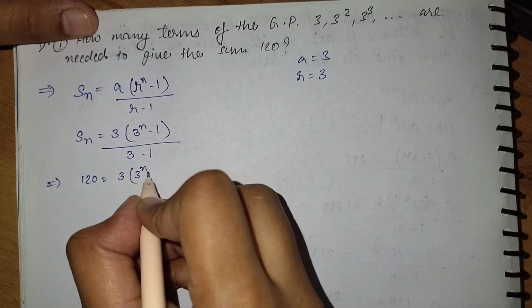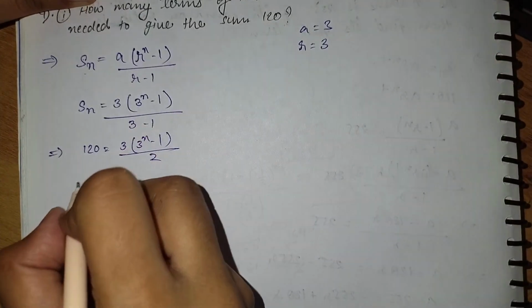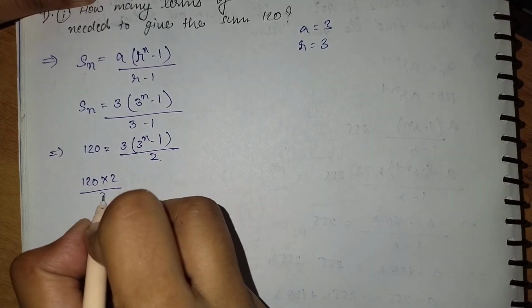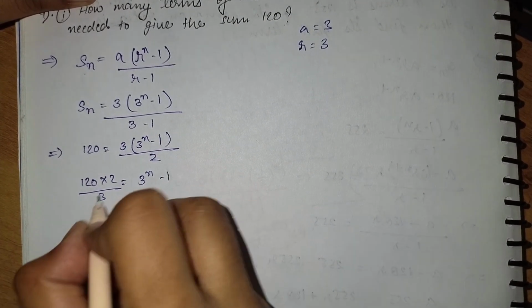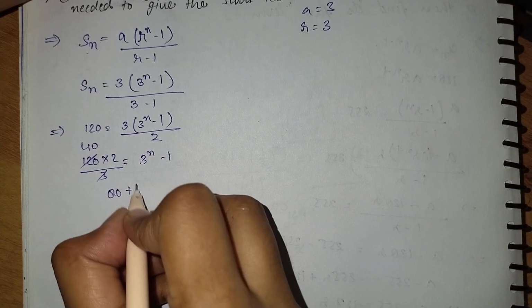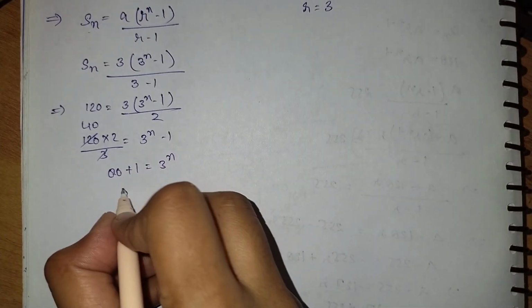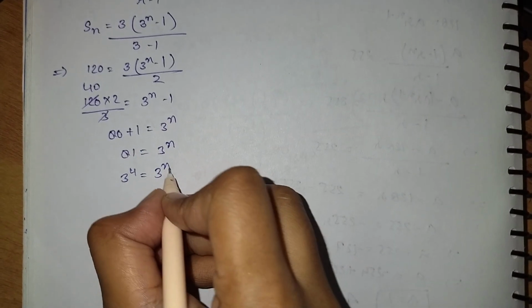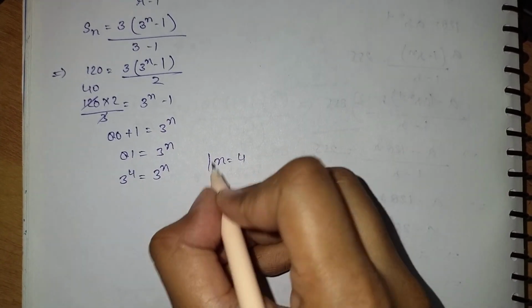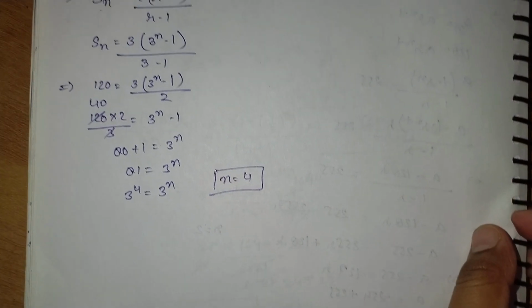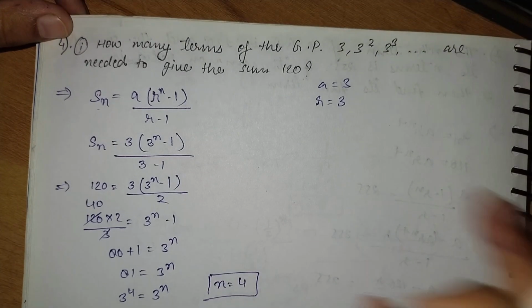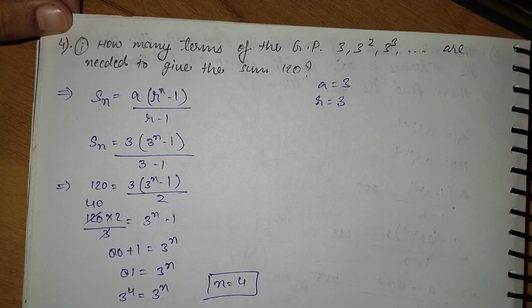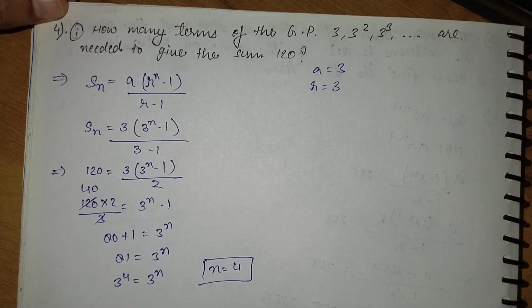So 3(3^n - 1)/2 equal to 120, that will become 120 into 2 divided by 3 equal to 3^n - 1. Cancelling this part, we will get 40. 40 into 2 will become 80, plus 1 equal to 3^n, which is 81. Now 3^4 is 81. So on comparing, we will get the number of terms is 4. 4 is the number of terms needed to give the sum 120 in this given GP, and this is the final answer of question number 4 first part.